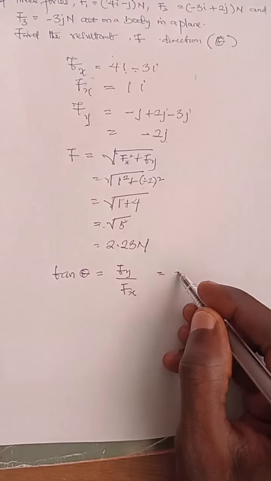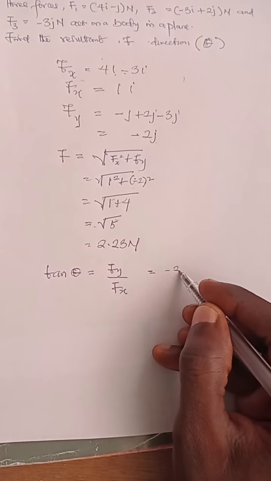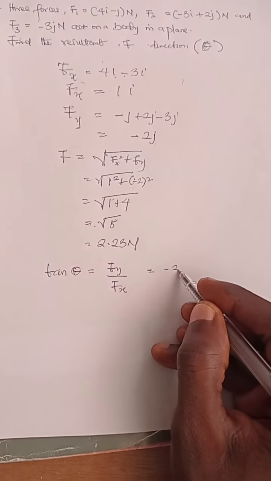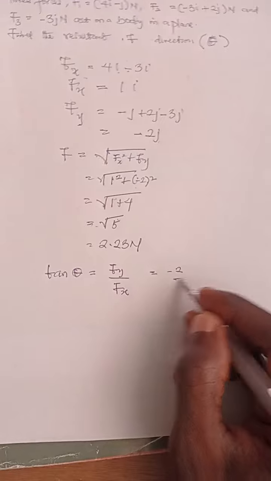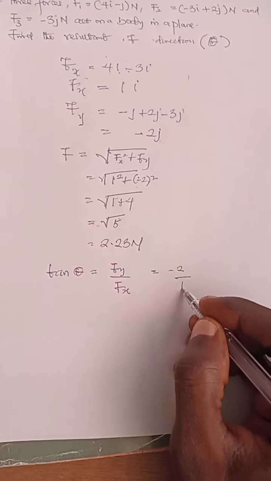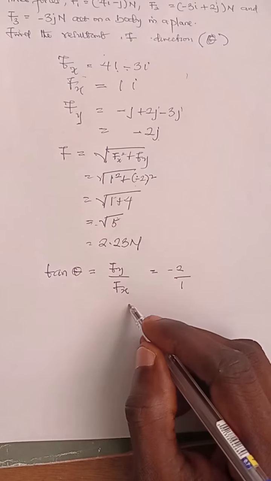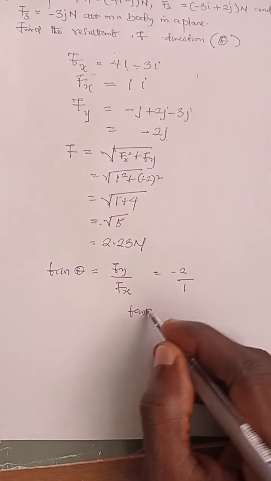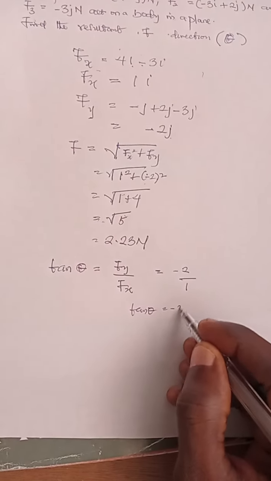Then what is the value there? We have the value of what? -2. You don't need to write -2J. Just write the coefficient of J there. That is -2. So then divided by the Fx. What is Fx? Fx is 1. So by looking at it, then we have tan theta equals -2, right?